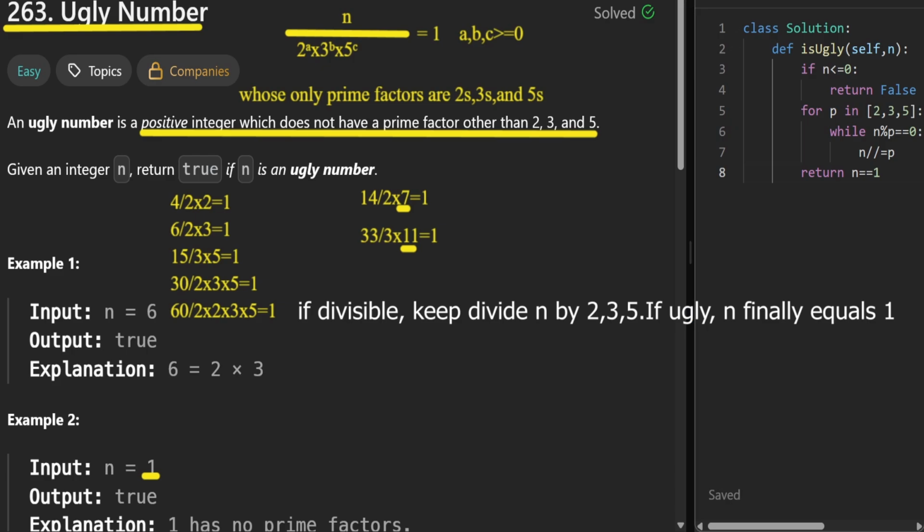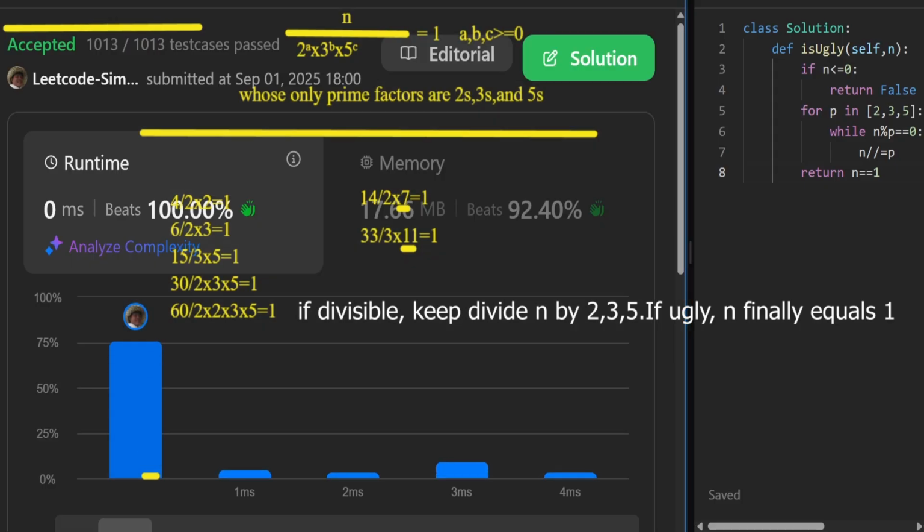Alright, let's smash the submit button. Boom, accepted. The time complexity is O(log n) because in the worst case we keep dividing n by 2, 3, or 5 until it becomes 1. Each division reduces n, so the number of steps grows roughly with the logarithm of n.